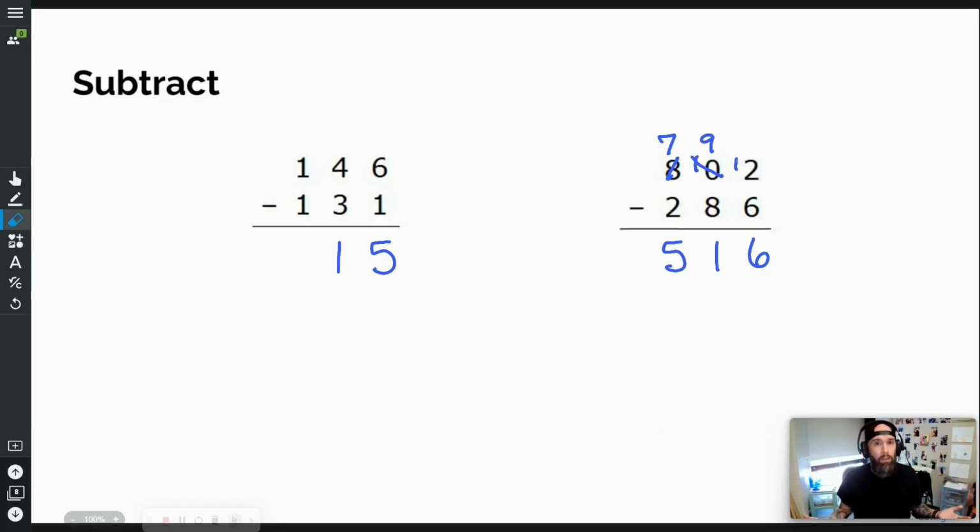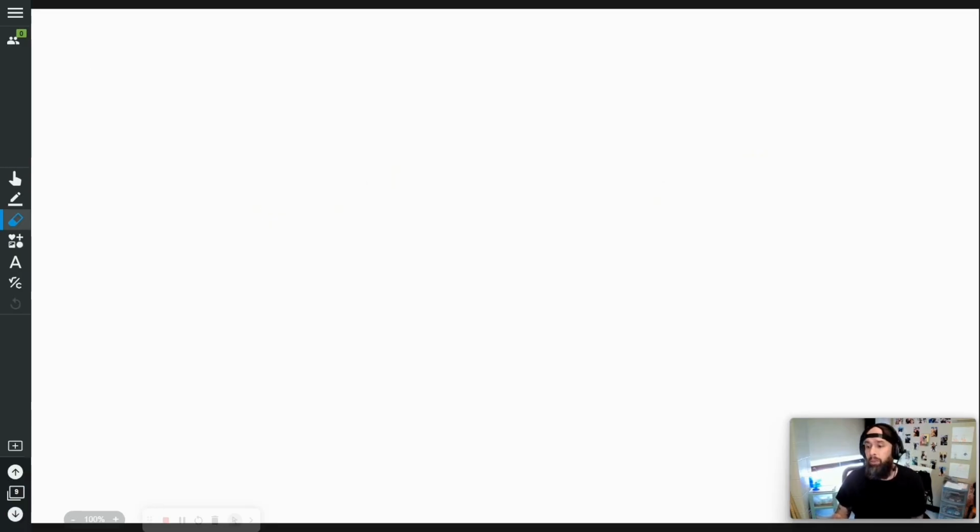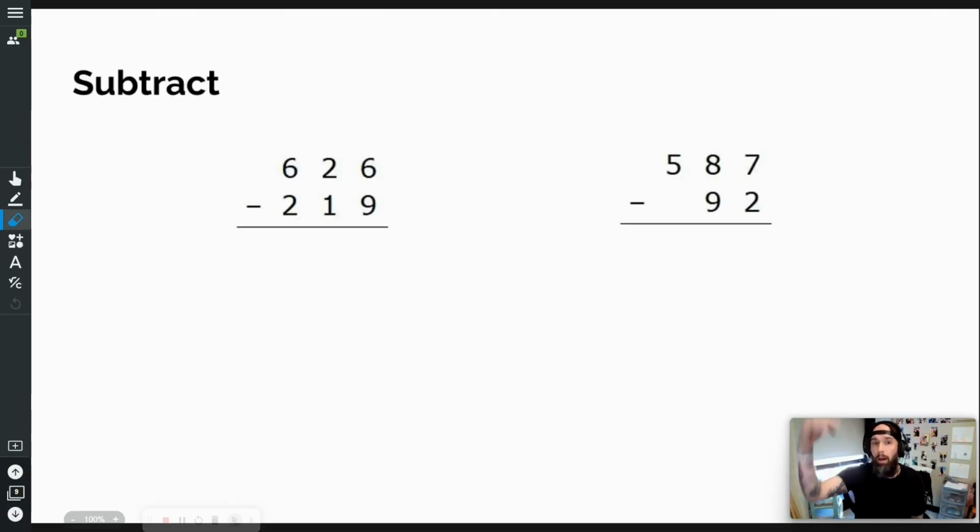So we didn't have to have a double 0 to do that double borrowing that we saw before. Zeros definitely complicate things when you're subtracting. You would think it would be easier, but not if that number's on top.